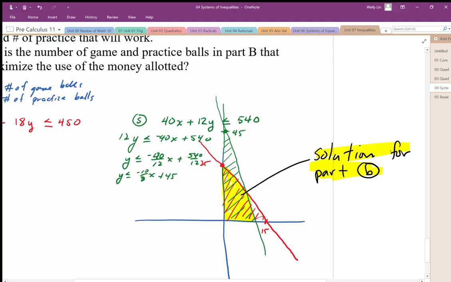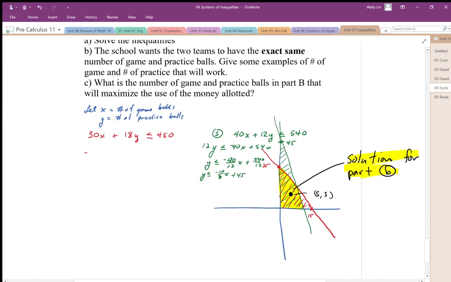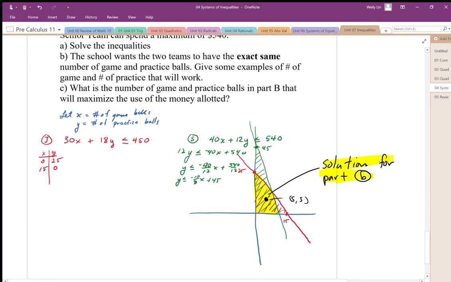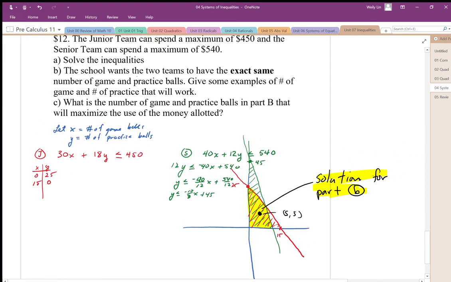Let's say there's 10 and 0 here. So I would say 10 balls of each, or let's say 5 of each. So let's say that's 5 practice balls and 5 game balls. That is going to be within the inequality for both teams. So it's below the inequality for both teams.